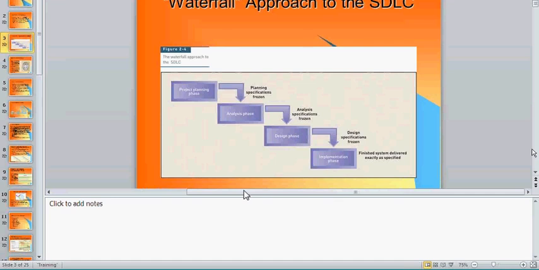In the analysis phase, who is the key player here? BA. Alright? Now remember, BA will be supporting every phase. Alright? So yes, we will also be present in the planning phase. We will also be present in the design phase. However, we are not the key player in the design phase. Who is the key player in the design phase?